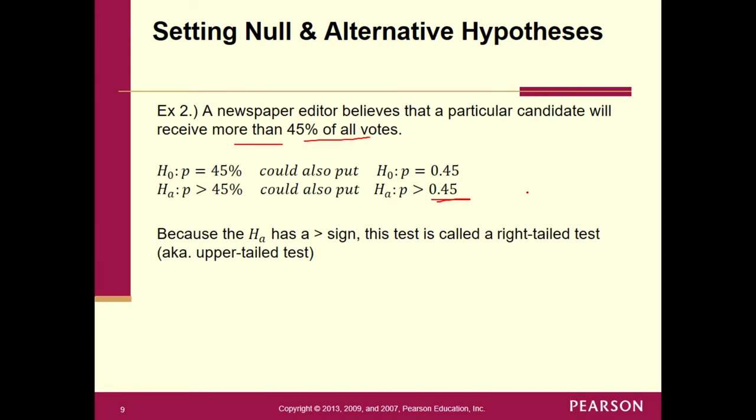Because the alternative has a greater than sign, this is what we call a right-tailed test or an upper-tailed test. So greater than means a right-tailed or upper-tailed test. And just as a note, if HA has either a less than or greater than sign, both of these are considered a one-tailed test.